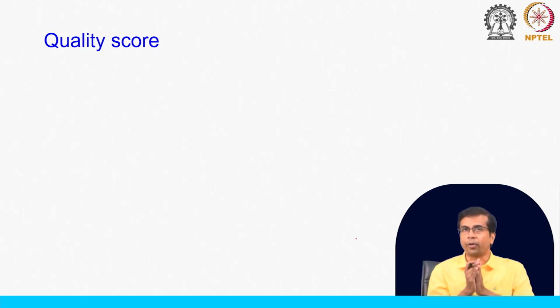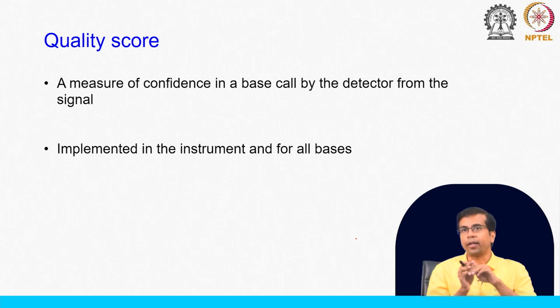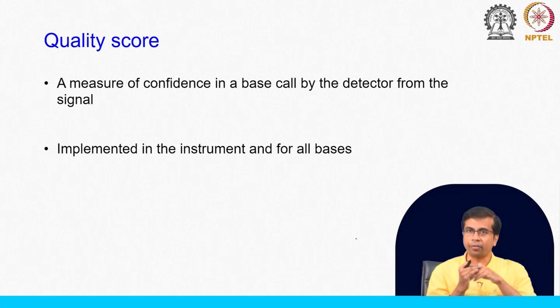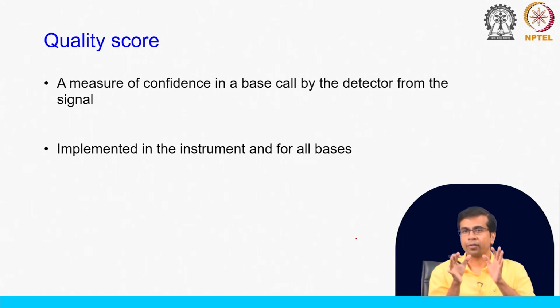Now, coming to the second important term, which is called the quality score. This quality score is a measure of confidence in a base call by the detector from the signal. Each of these sequencing technologies has a detector and some sort of signal by which the detector calls the bases, and this quality score defines the confidence in that base call. This is implemented in the instrument and is available for all bases that are sequenced in the instrument.